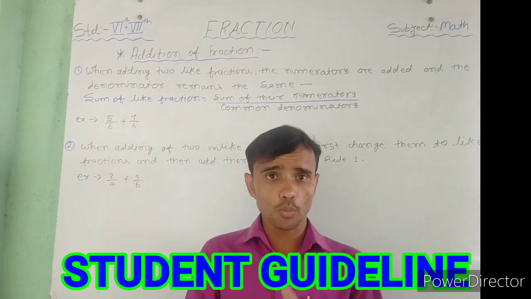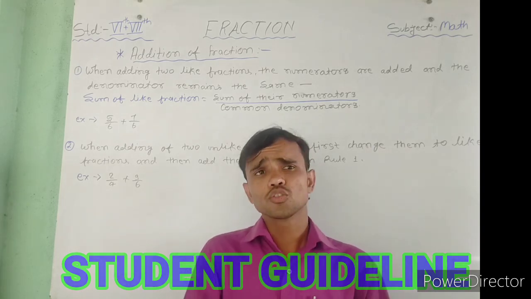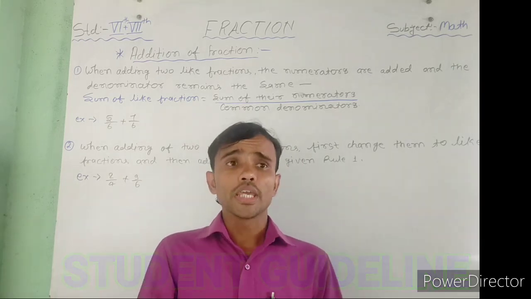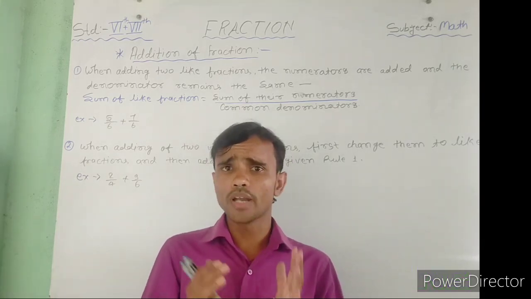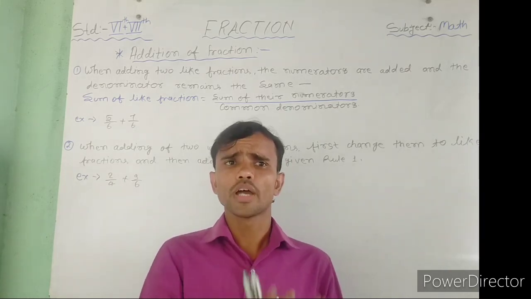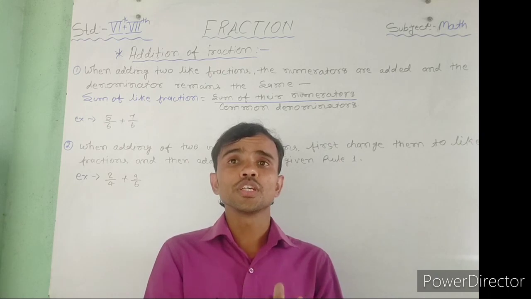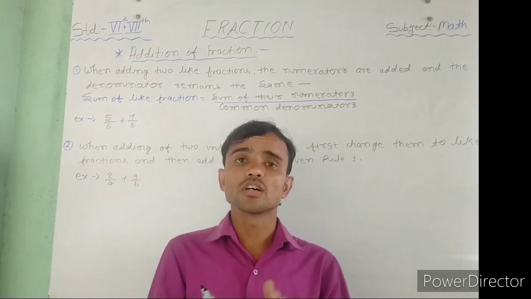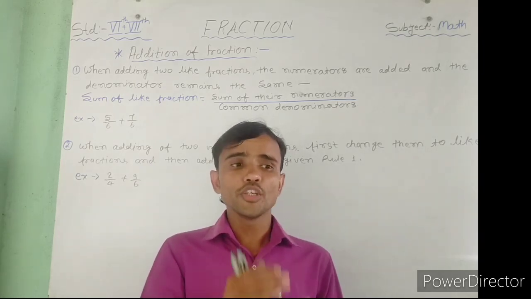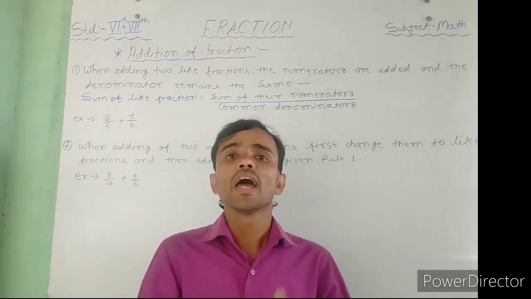Today's topic is addition of fractions. So how do we add fractions? First, see whether they are like fractions or unlike fractions. If the fractions are like fractions, the denominators are equal, so you take the denominator once, and then you only add the numerators and get your answer.